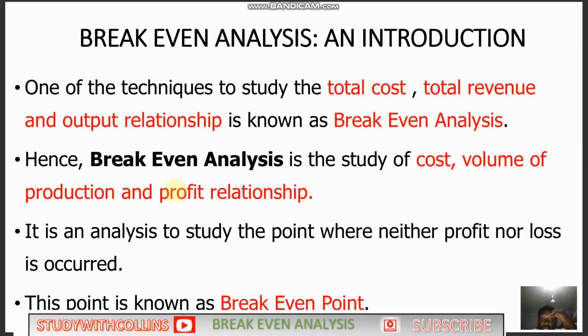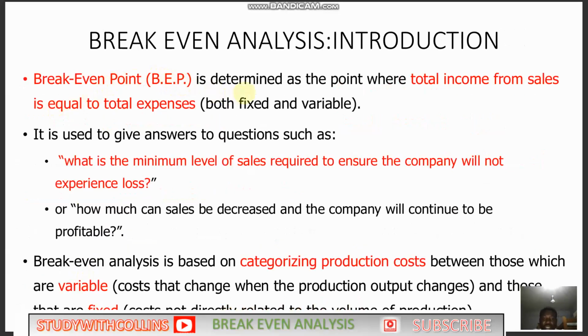Now, one of the techniques to study the total cost, total revenue, and output relationship is known as break-even analysis. Break-even analysis is the study of cost, volume of production, and profit relationship. It is an analysis to study the point where neither profit nor loss occurs. So this point is known as the break-even point. Break-even point is determined as the point where total income from sales is equal to the total expenses. Break-even is used to answer questions such as: what is the minimum level of sales required to ensure the company will not experience loss? This type of question helps a business to set sales targets to avoid losses.